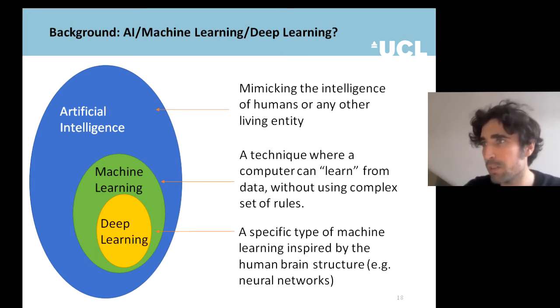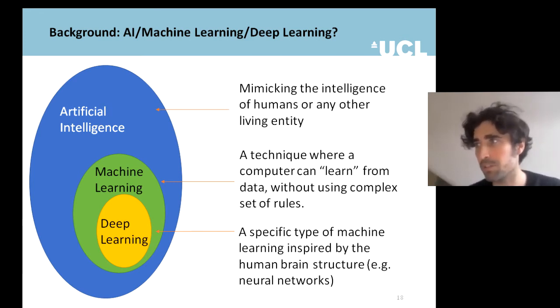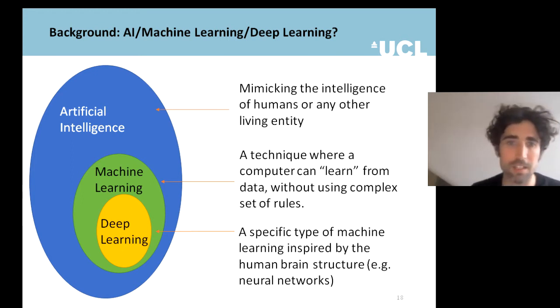And then within machine learning, you've got this other special subfield called deep learning, which is often thrown around. This is a specific type which is inspired by the structure of the human brain. One common technique in deep learning is neural networks.